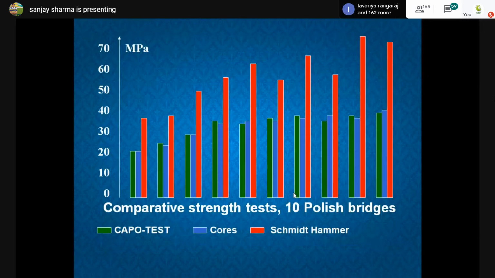This failure mechanism is shown here. This gives you the strength and all. You can see that this is the CAPO test, and these are the codes, and these are the Schmidt hammer test. The Schmidt hammer test you can find sometimes very high at some places. This is not very comparable. But if you compare these two tests, there you can see.